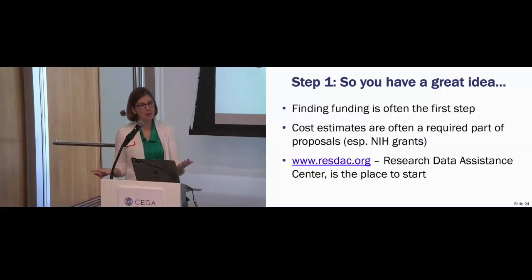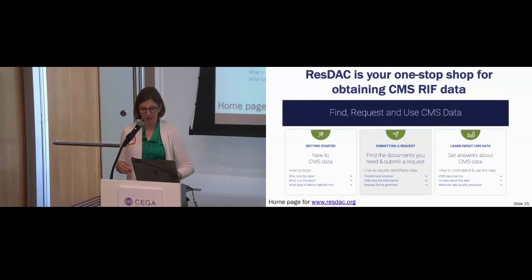So for many of you, you might be thinking about going to National Institutes of Health or some other grant-making organization. What you may need as part of your proposal is an estimate of the cost to acquire the data. So the Research Data Assistance Center, or ResDAC, is an organization that's contracted to CMS to help you through this process. So not only getting your cost estimate, but also through the whole process of getting the data use agreement set up with CMS. They're actually quite wonderful and very helpful. So they're your one-stop shop for obtaining the CMS RIF data.